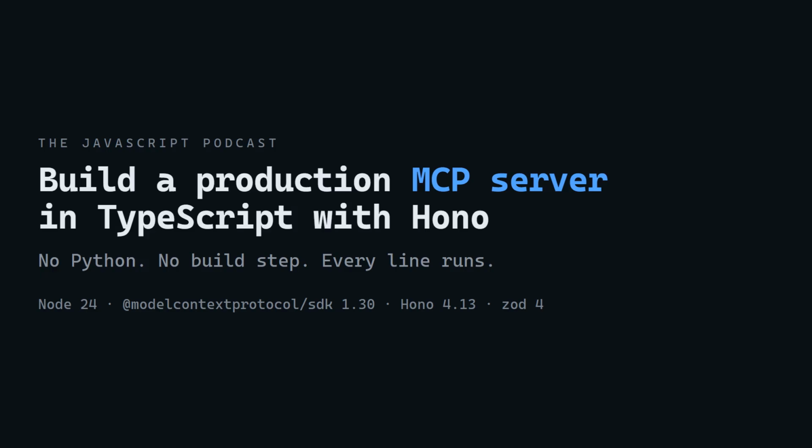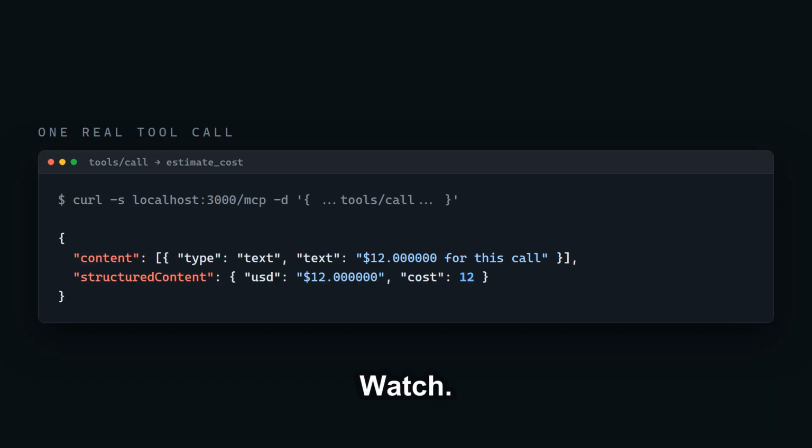This is a Model Context Protocol server. It's written in TypeScript, running on Hono, with no build step. Watch. I send it token counts and prices. It returns $12. That's a real tool call over the real protocol.